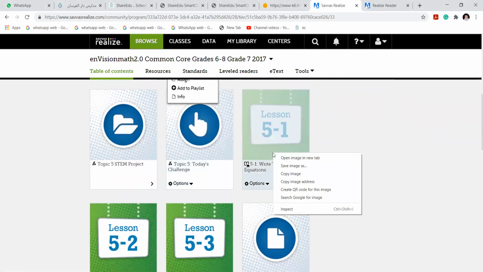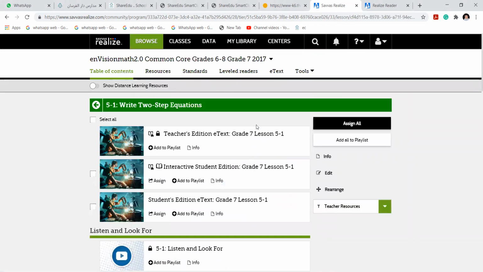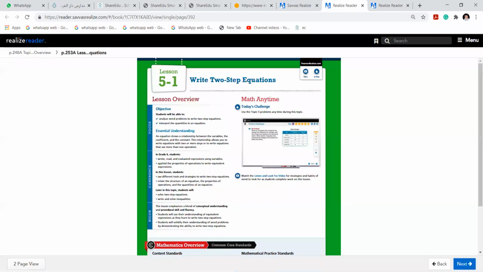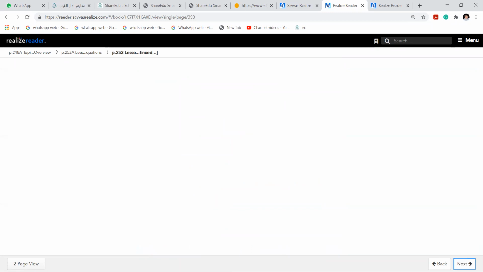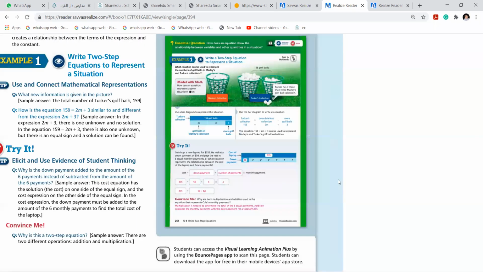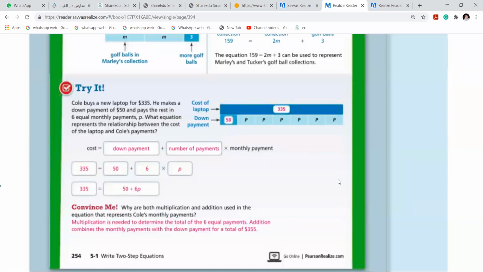So now let us start lesson 5.1. Okay. So please turn to page number 254. Kole buys a new laptop for 335. He makes a down payment.